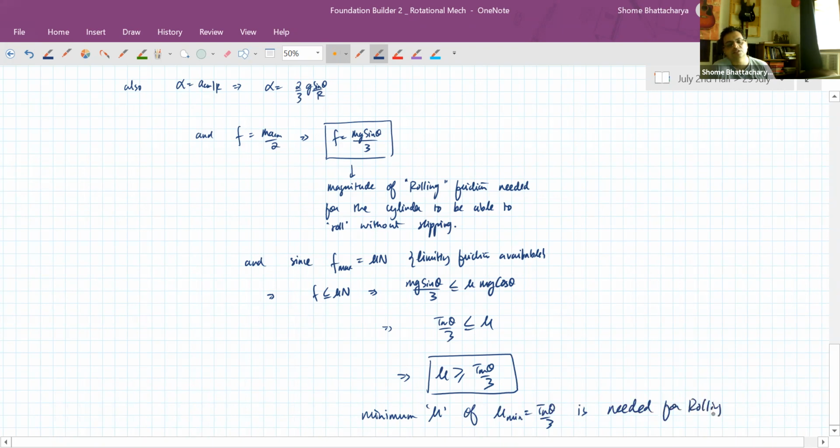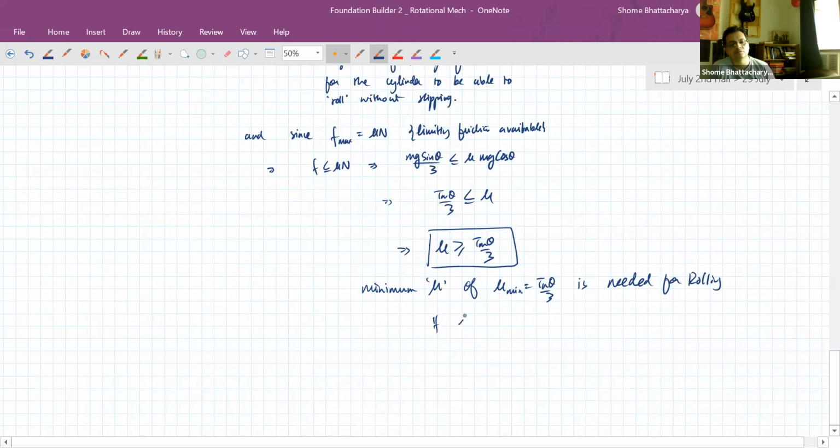If the coefficient of friction is less than tan theta by 3, if mu is less than this value, then the cylinder will slip. It will not be able to roll without slipping.